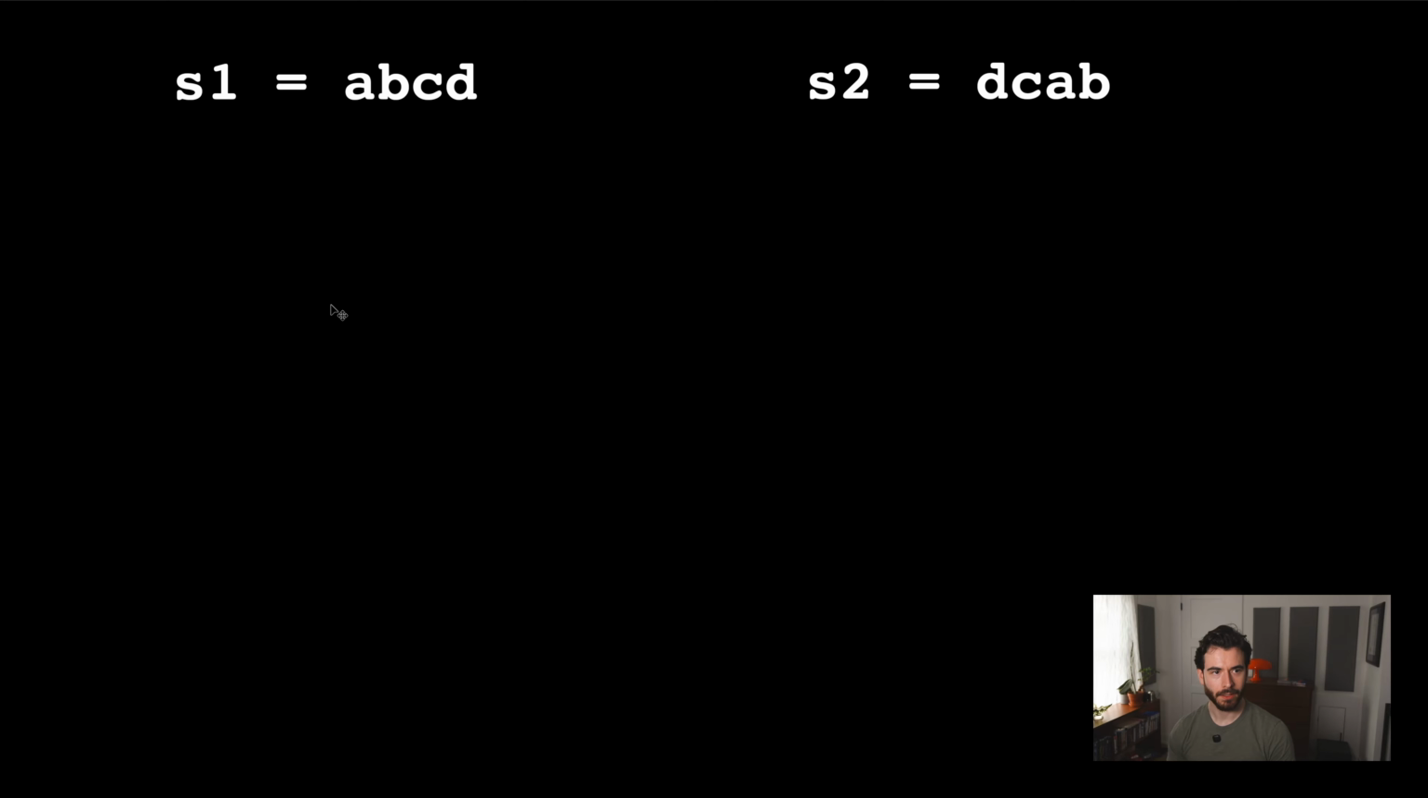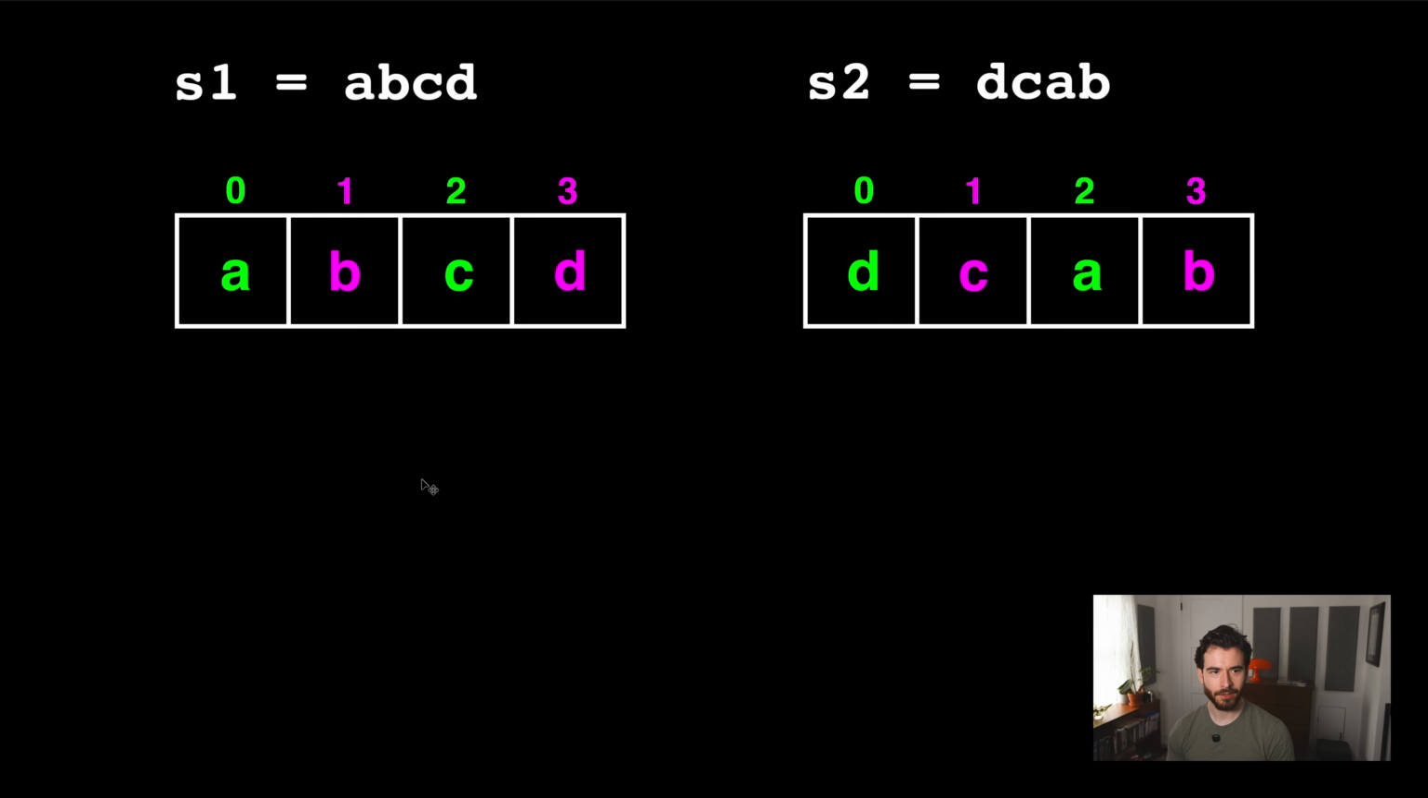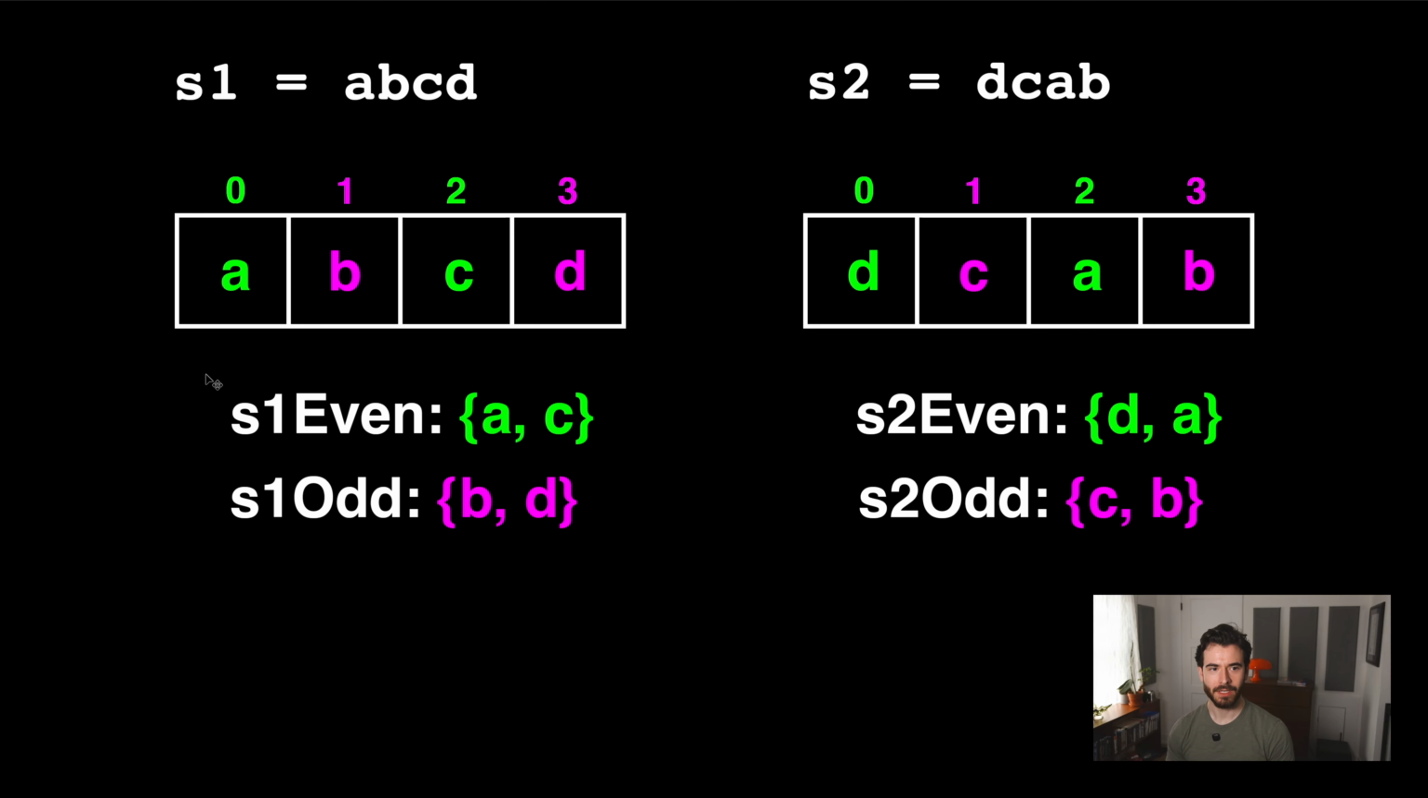If we were to look at another example where S1 is ABCD, and S2 is DCAB, we can put the characters in each string in a zero-indexed array and group the characters depending on whether they appear in an even index or an odd index. And here we can clearly see that both the even groups and the odd groups do not have the same characters in them, which means that there's no way that we can swap the characters in either string to get them to equal to each other, and therefore we can return false here.